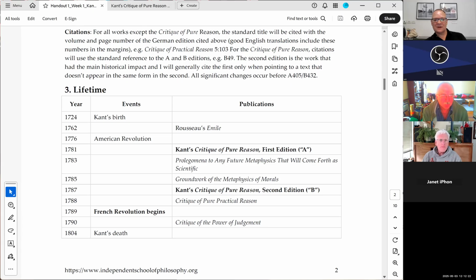Okay, so I have a very small chart of dates on the bottom of page 2. Now, for me, there are three important dates: one, the first edition, 1781; two, the second edition; and three, the French Revolution.